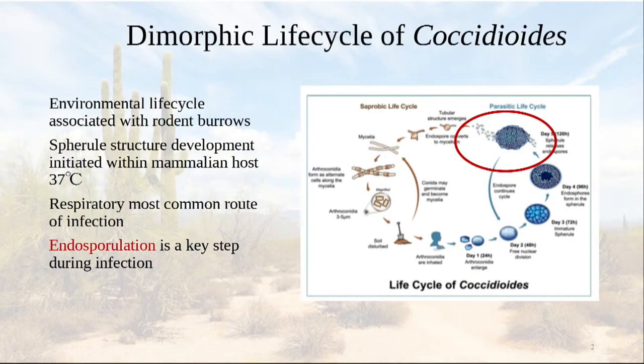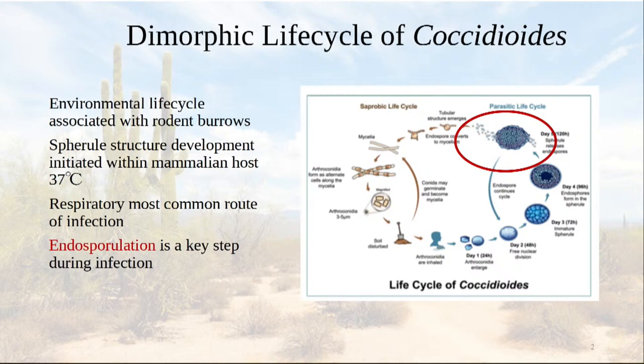So Coccidioides, the organism that I work on, is very interesting for this specific dimorphic life cycle. The environmental life cycle, as you see on the brownish colored side of the picture, is most often associated with rodent burrows. The spherule structure development is initiated within a mammalian host at 37 degrees, and the respiratory route is the most common route of infection.